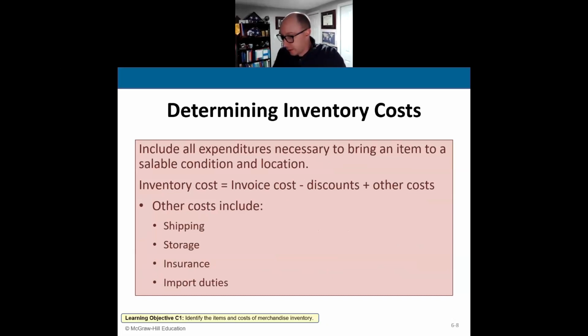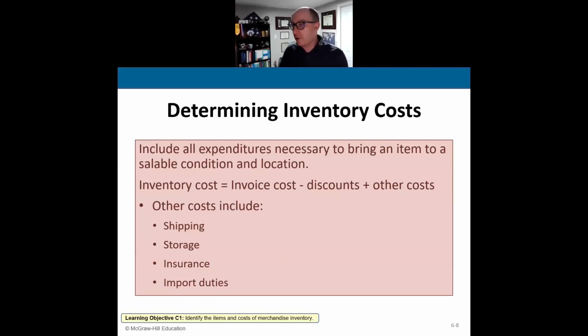I had mentioned, and I think it was last week, that the cost of goods or the cost of inventory, it's not just the purchase price. Okay, it's not just the purchase price from the vendor or from the distributor. Okay, it's not just the cost of acquiring that good from the distributor or vendor. It's usually that original cost plus a bunch of other stuff. And that other stuff includes things like shipping, storage, insurance, and import tax or import duties.